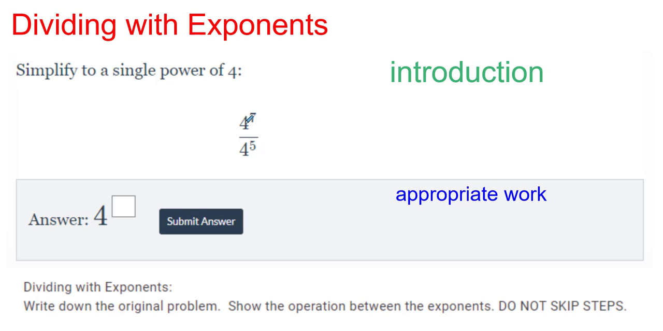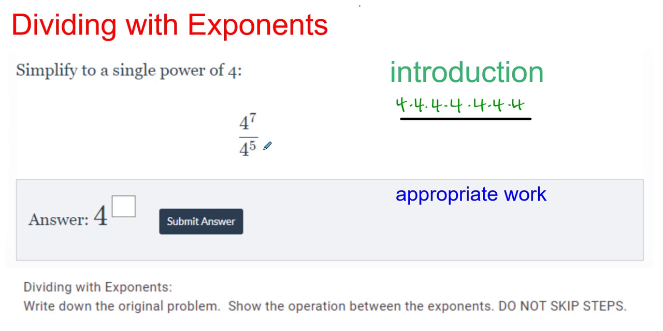To introduce this, I'm just going to rewrite 4 to the power of 7. It is simply 4 times 4 times 4 times 4 times 4 times 4 and times 4. And I want to make sure I've got 7 of them. 1, 2, 3, 4, 5, 6, 7. Got it. Okay, and it is a fraction, so I'm just going to give myself a fraction bar.